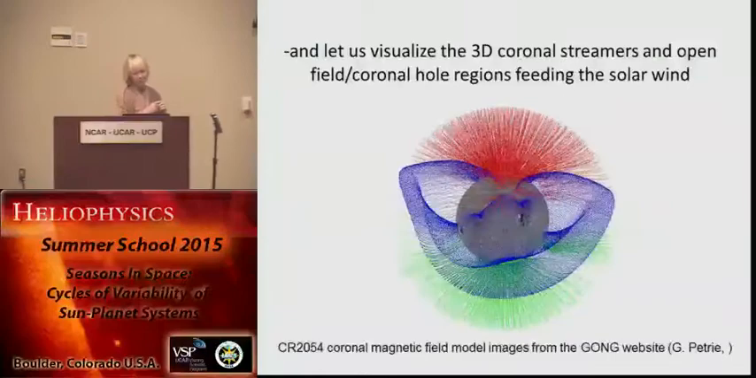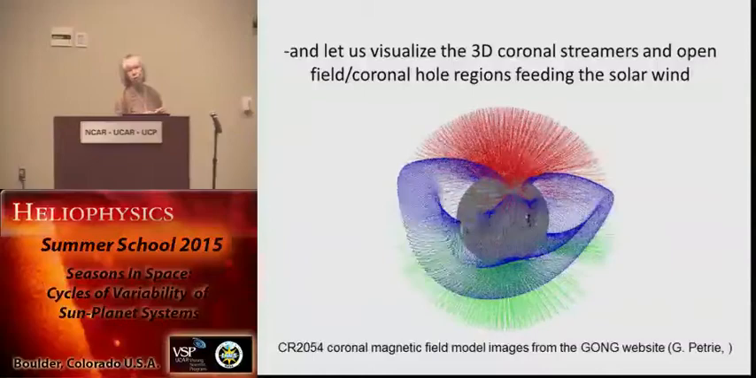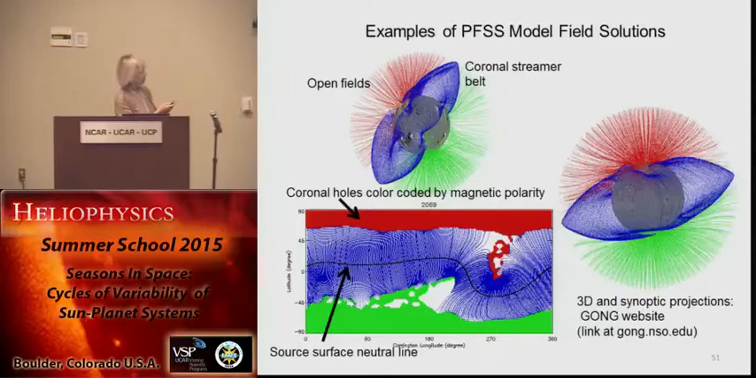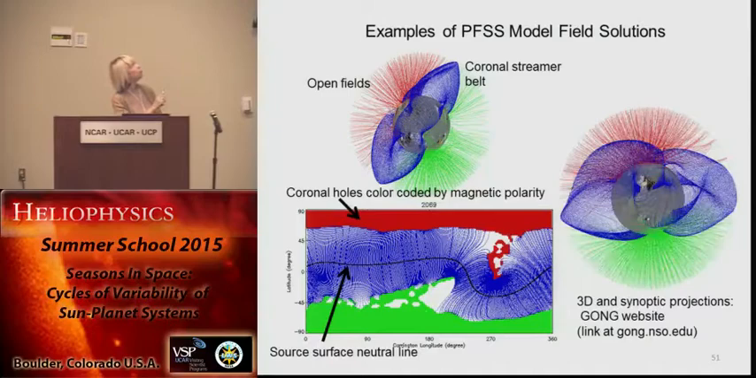So anyway, I truly encourage you to use the GONG website to get an appreciation for what's available there and how you might use it in your research of understanding solar wind sources and the coronal structure. And they have all kinds of products. There's, you know, flat maps of the helmet streamer belt and the color-coded holes. There's a movie maker. There's 3D renderings.